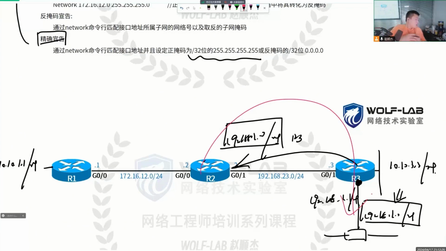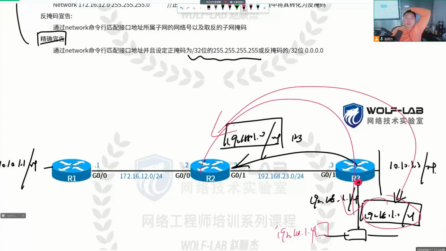So R2 knows the network segment 192.168.1.0/24. I will go through R3 to access 1.4. Of course, it can be sent according to the routing assigned to R3. You must not confuse the network segment we use for declaration with the network segment we transmit for routing.